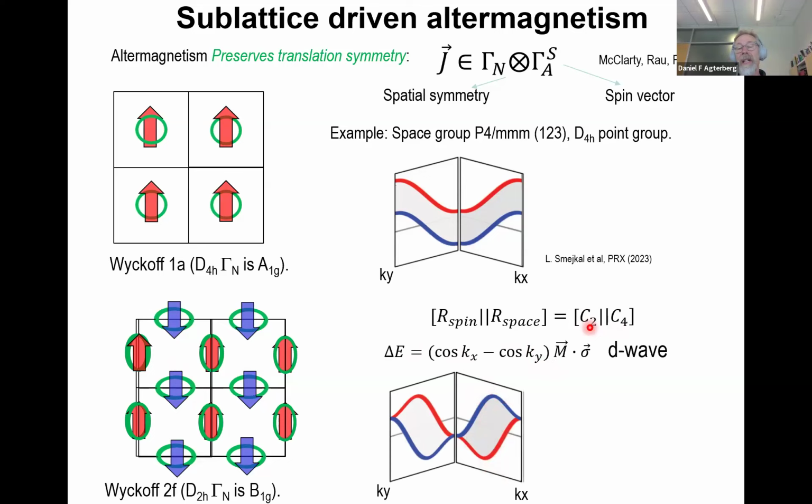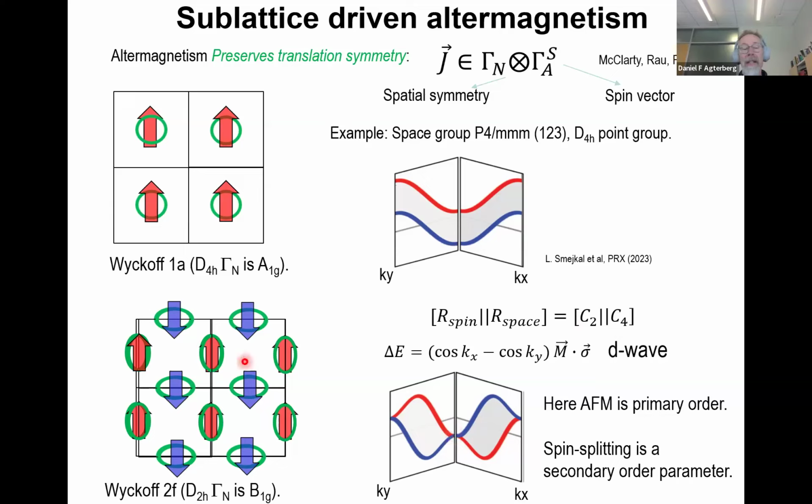But using this symmetry, I know that if I do a 4-fold spatial rotation, which takes me from kx to ky, I have to flip the spins. And so I have to go from up to down and from down to up. And this tells us generically we get these zeros in the spin splittings, but it also tells us that here, this anti-ferromagnetism is the primary order, and the spin splitting is a secondary order parameter.